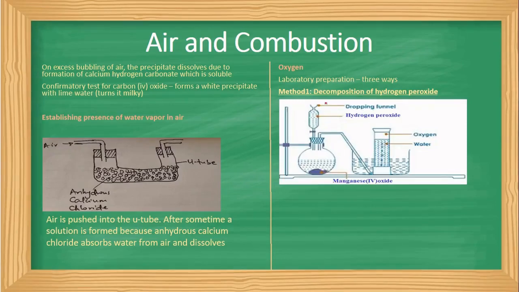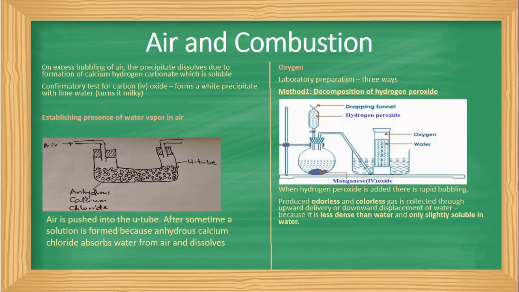As you can see, there is a dropping funnel through which hydrogen peroxide is put into the flask. Inside the flask there is manganese 4 oxide. Once the hydrogen peroxide is added, there is rapid bubbling, and this results in creation of a gas that moves into the trough where there is a gas jar inverted. This gas then bubbles into the gas jar over the water. This gas is odorless and colorless.